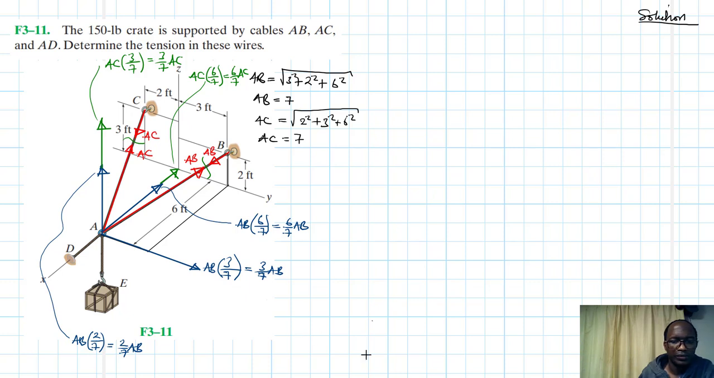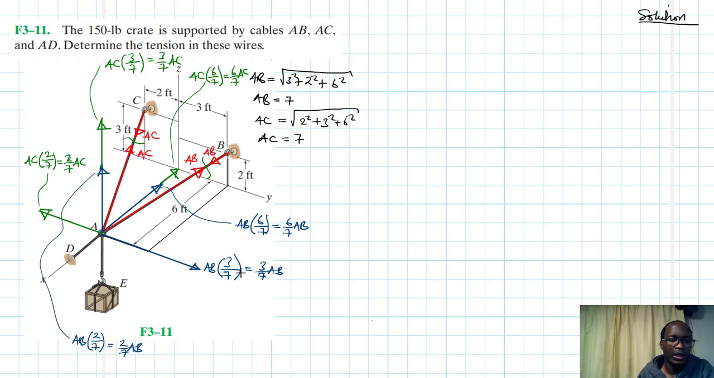And then finally, we do have a component in this direction, okay? And this is just equal to AC, and the length in this direction is just 2. So we have AC by 2 divided by 7, which is just equal to 2 over 7 AC.